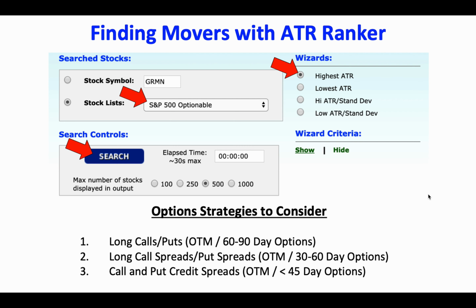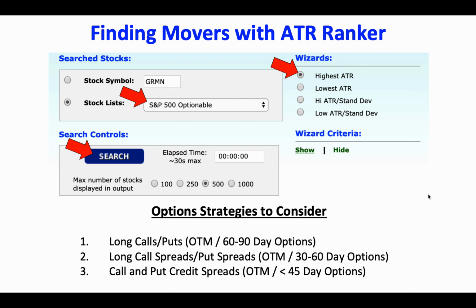Some basic option strategies to consider are long calls and puts, just the basics. If you're going to use long calls or puts, use out-of-the-money options, 1 or 2 strikes out of the money, and buy 60 to 90-day options. If the options are too expensive, you can spread. If implied volatility is too elevated, you can also spread.